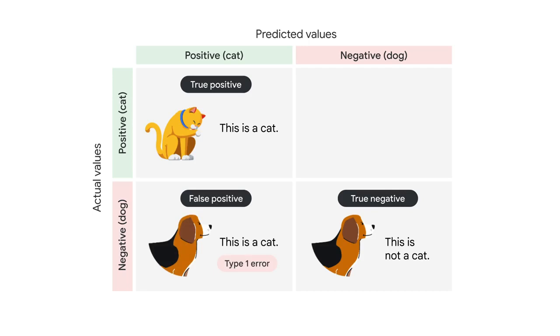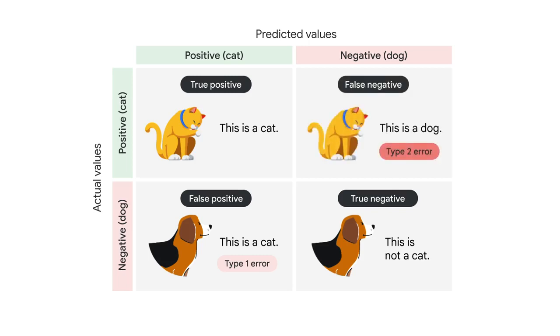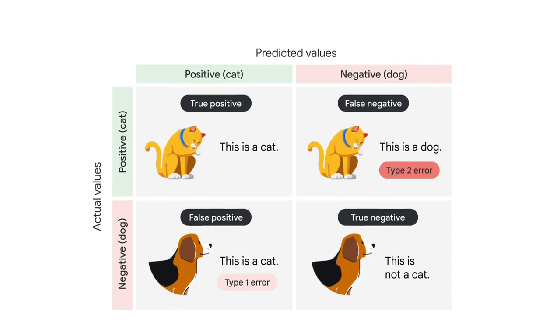And then there is a false positive combination, otherwise known as a type 1 error, which can be interpreted as the model predicted positive, and that's false. The model predicted that a dog is a cat, but it actually isn't. Finally, there is the false negative combination, otherwise known as a type 2 error, which can be interpreted as the model predicted negative, and that's false. The model predicted that a cat is not a cat, but it actually is.